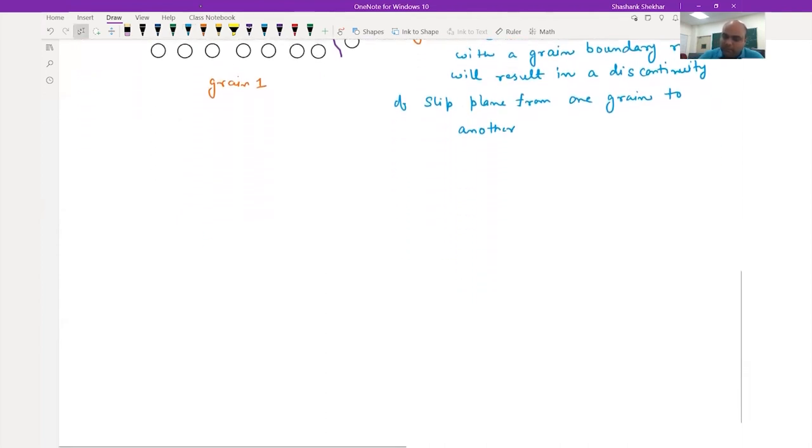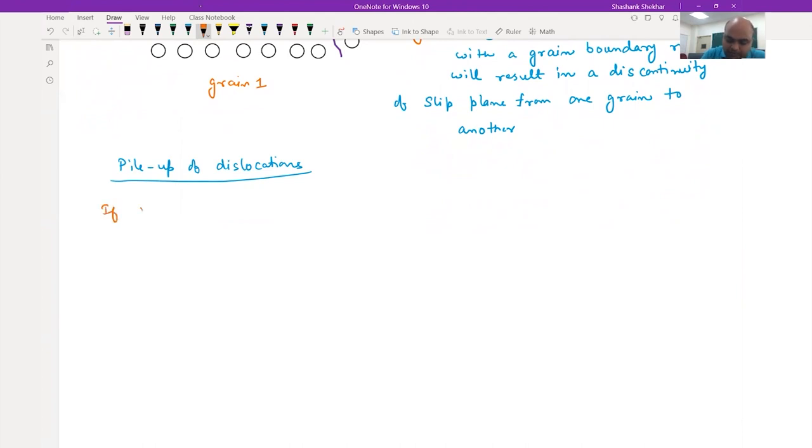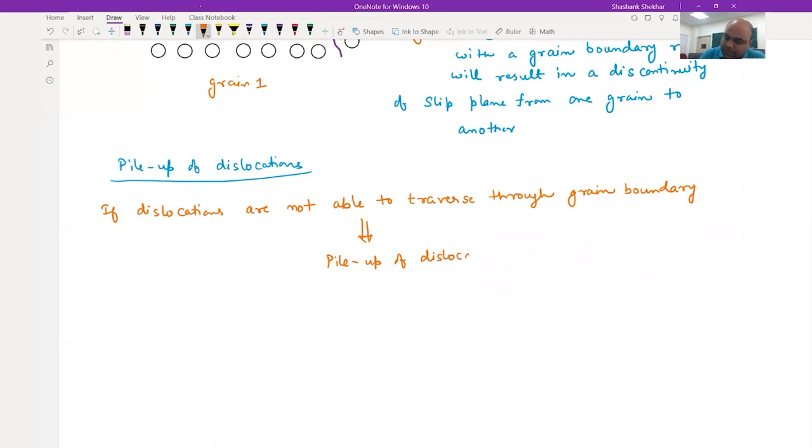So let's discuss what is called pile up. So pile up of dislocations. Okay, so if dislocations are not able to traverse through obstacles such as a grain boundary, in this case, what will happen? It will lead to piling up. Pile up of dislocations at GBs, so grain boundaries, right?